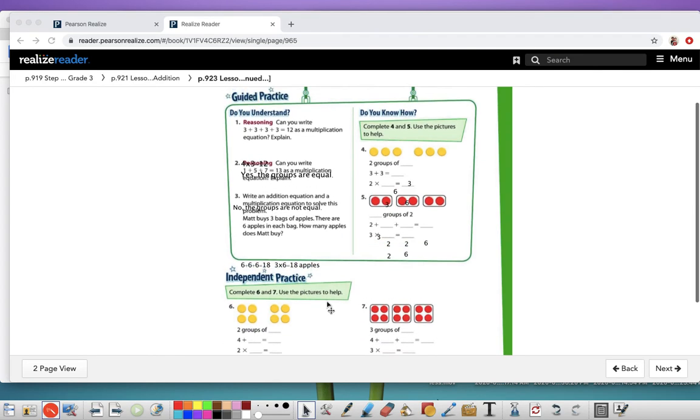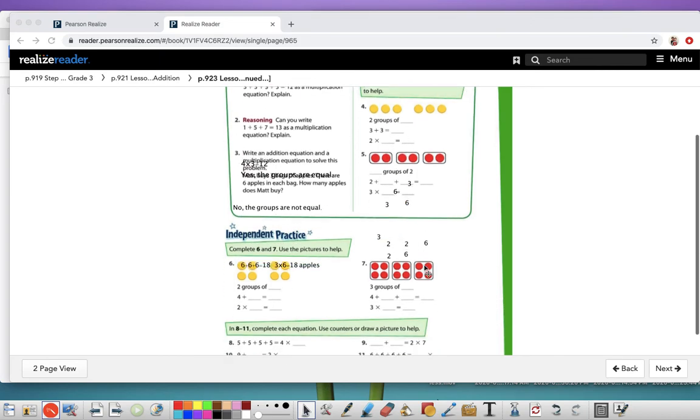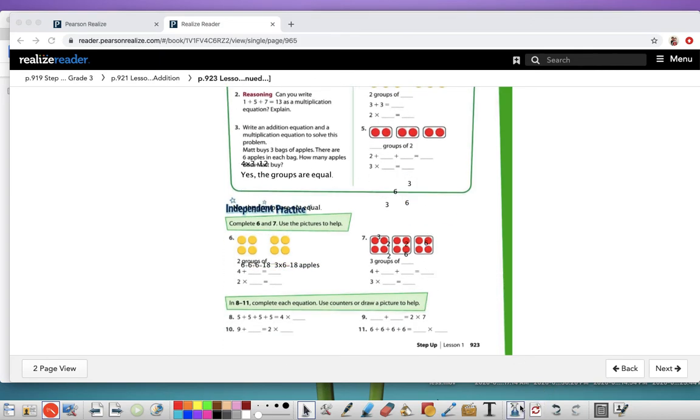Now, do you see that? Now it says complete 6 and 7. Use the pictures to help. Now I'm going to remove this because when I move, it's all going to be down here. So I hope you got that. If you didn't, then you'll just have to go back in the video. It says complete 6 and 7. Use the pictures to help.